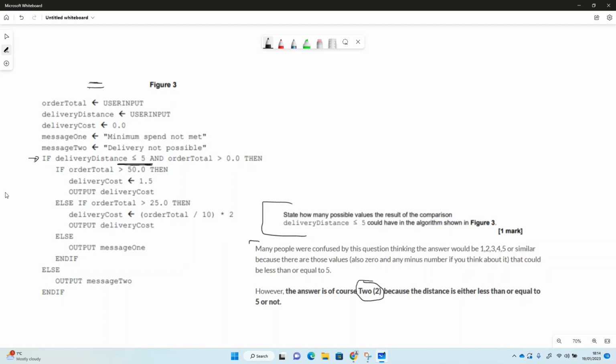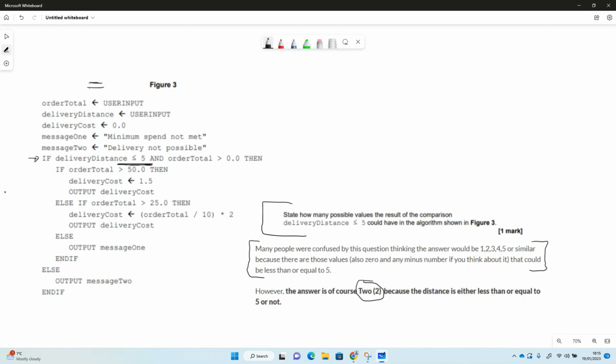Now, though, when we ran this as a mock question, quite a lot of people were caught out by this and somewhat confused by the question. And because there are several numbers obviously involved here, lots of people thought that the answer could be 1, 2, 3, 4, or 5. Or even 0, 1, 2, 3, 4, and 5. So lots of people wrote down that the answer was 5. Some people wrote down the answer was 6. But obviously, any of those numbers would be less than or equal to 5.